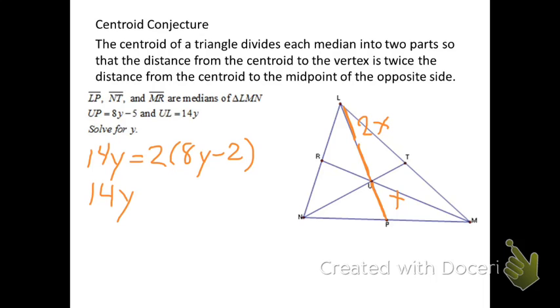So when we solve, we get 14y equals 16y minus 4. I'm going to add 4 to both sides and subtract 14y and get 4 equals 2y. When I divide both sides by 2, I get y is equal to 2.